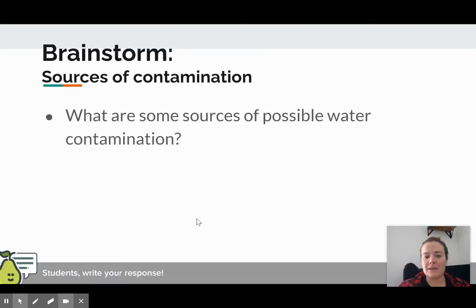So we're just brainstorming and trying to come up with some ideas about where water contamination comes from. What are some common contaminants that then occur? Let's start with this. What are some sources of possible water contamination? Just brainstorm some ideas of what places could cause water contamination.